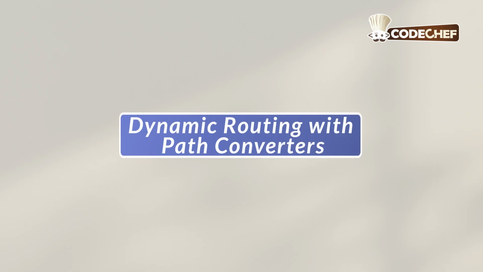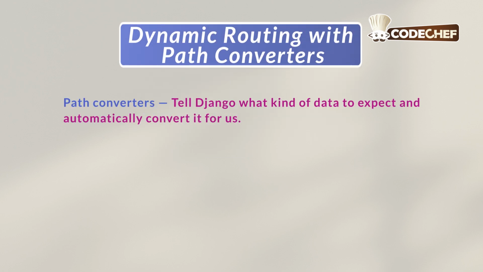Okay, next we will discuss dynamic routing with path converters. In the examples that I showed you, we saw something like int book ID or str author name. These are called path converters. Path converters tell Django what kind of data to expect and automatically convert it for us. So when we say int book ID, Django knows that it has to expect an integer type in that URL and it will convert whatever we enter into an integer. Similarly, when we say str author underscore name, Django knows that author name is supposed to be a string.